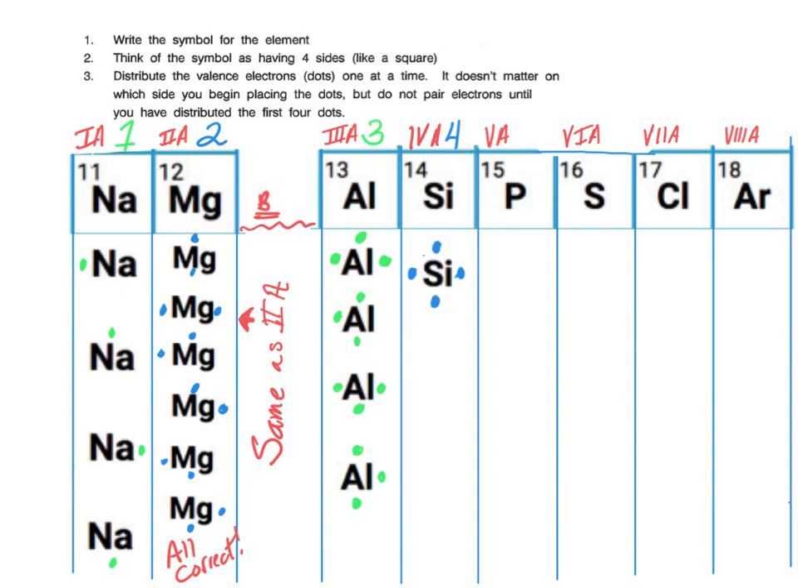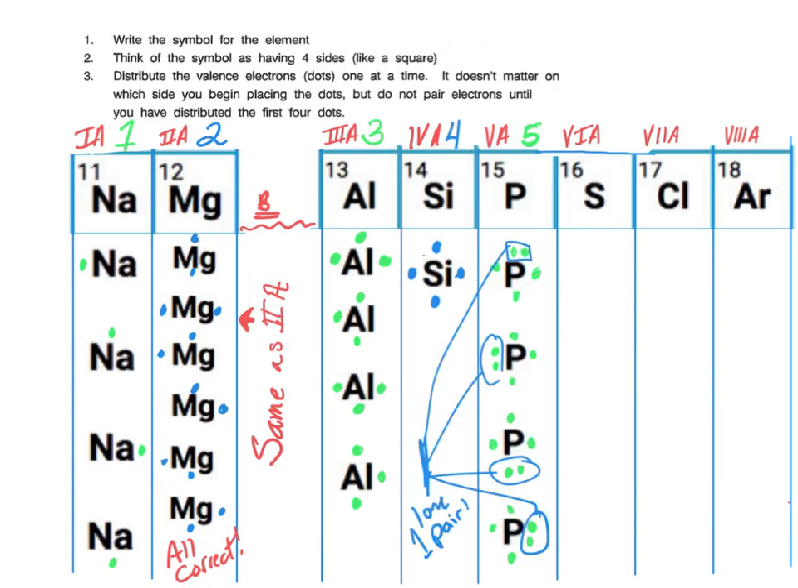Now let's go to group 5A, which has phosphorus. We're going to see 1, 2, 3, 4, 5 dots, and one of them is going to be paired. It doesn't matter top, right, left, or bottom, but all the other positions will have 1 electron. So of course we can have these other drawings. We do sulfur at 6A.